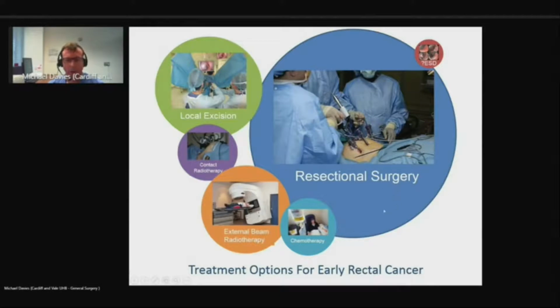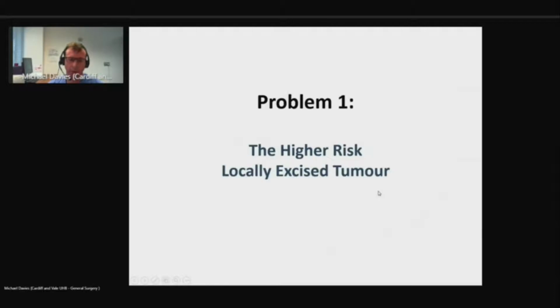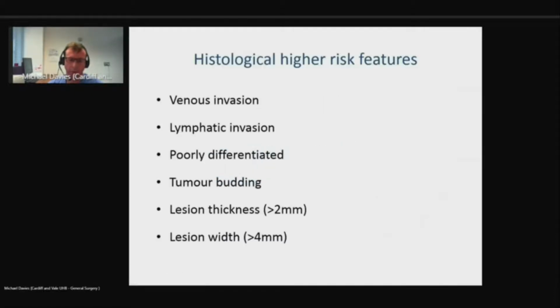So from what I've said, you can see that whilst we have a surgical approach which involves resectional surgery, local excision, very much there's a combination potentially of a series of options depending on what's appropriate for the specific patient. There are certain problem scenarios when managing early rectal cancer, and I'd just like to quickly outline these. The higher risk locally excised tumour presents a problem. We look at the tumour when removed and we look for certain higher risk features. If these are present, then we know that the risk of lymph nodes is higher.